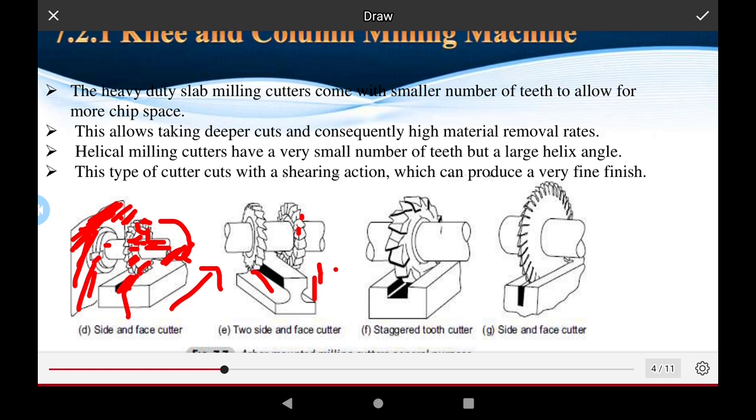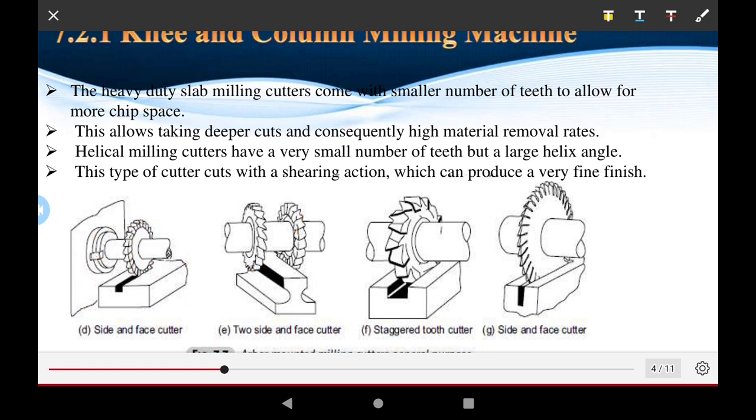In the two side and face cutter, these are the two sides, and this is the face of the workpiece. This black side is the face of the workpiece, and this black side is both sides. On one side, the tool performs side cutting and face cutting, and on the other side, the tool also performs the two operations. One operation is the side cutting of the workpiece, and the other is face cutting of the surface of the workpiece. This upper side is the face of the workpiece.